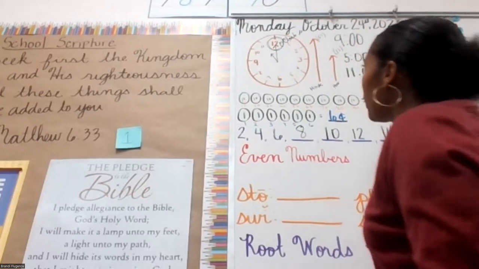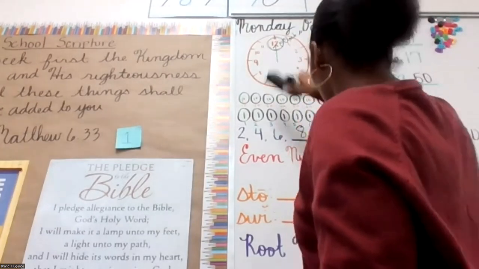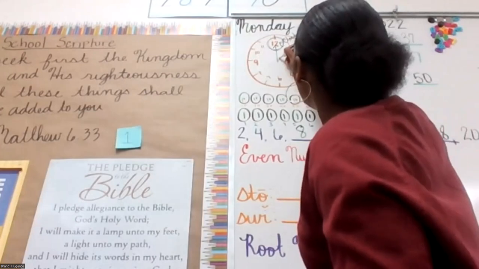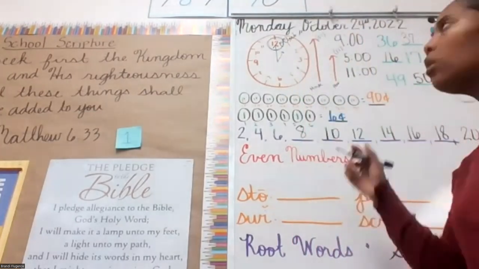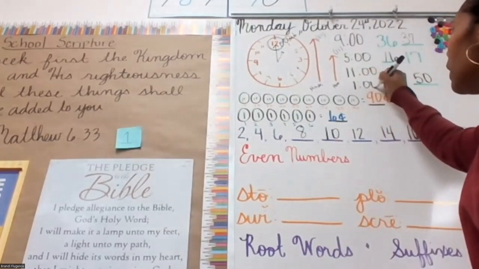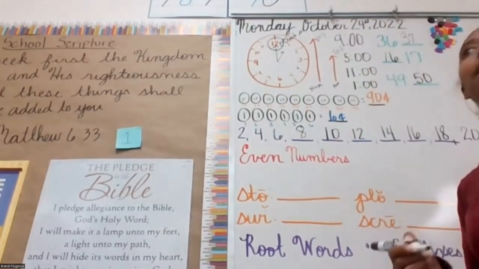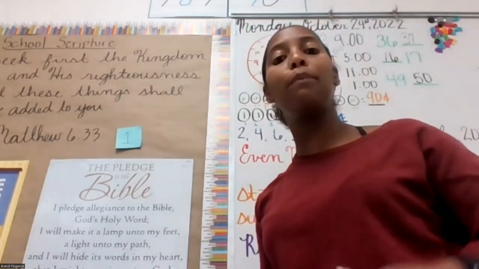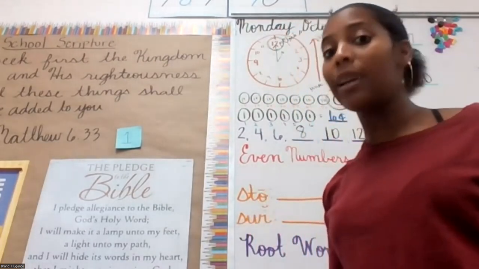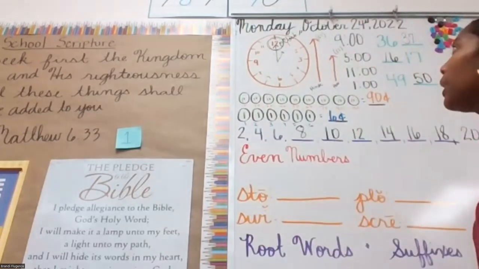If I switch my hour hand to 1, what time would it be? 1 o'clock. Good. So I think we know how to tell time by the hour. It's just paying attention to your hands. So your book will ask you to read it, but it will also ask you how to write it. That's why I'm showing you how to write it.